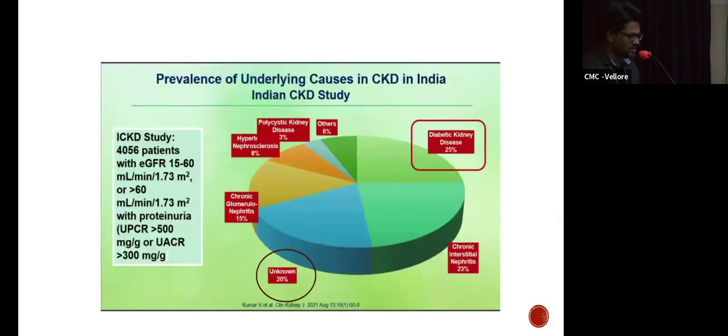So this is one of the Indian CKD study where they diagnosed CKD of unknown etiology is the third most common cause, and the prevalence is around 20%. And the most common cause is diabetic kidney disease, and the prevalence is around 25%.